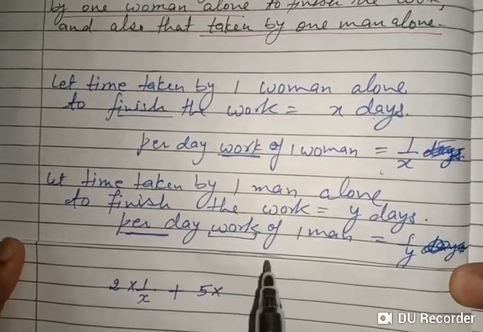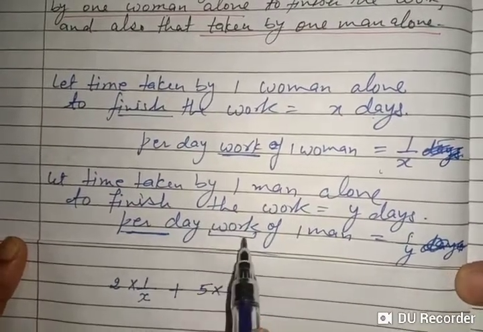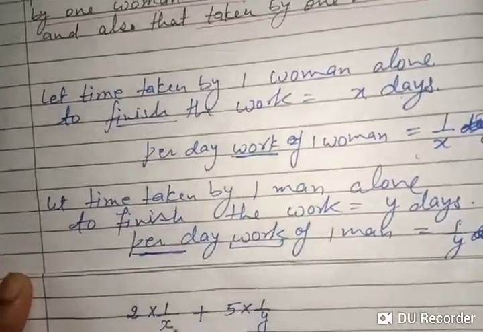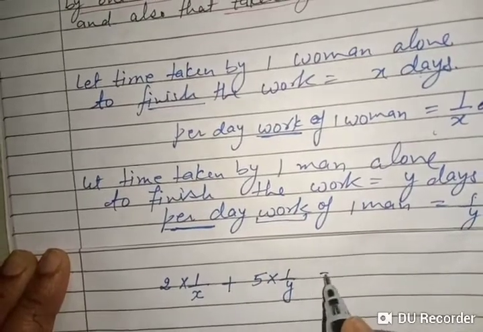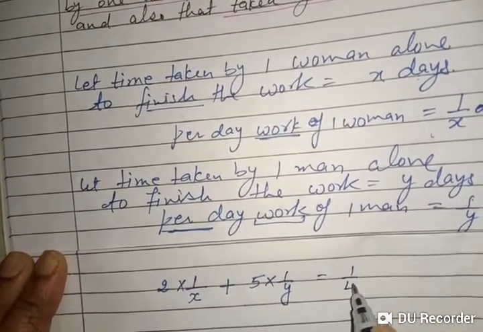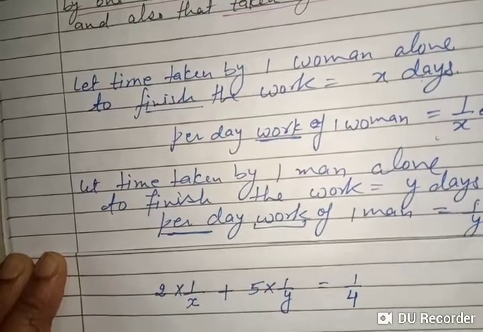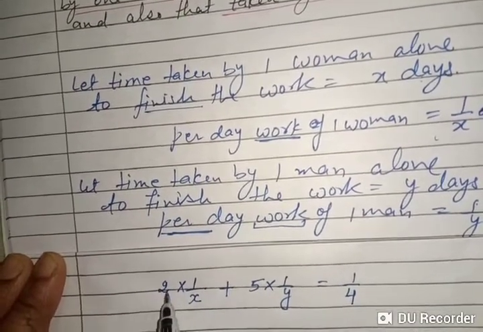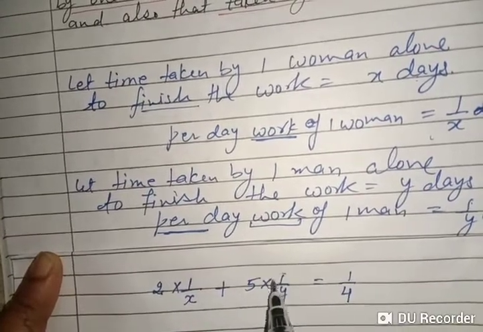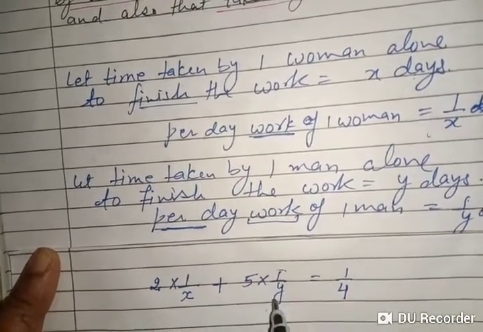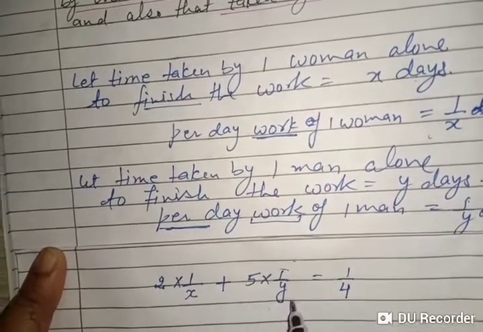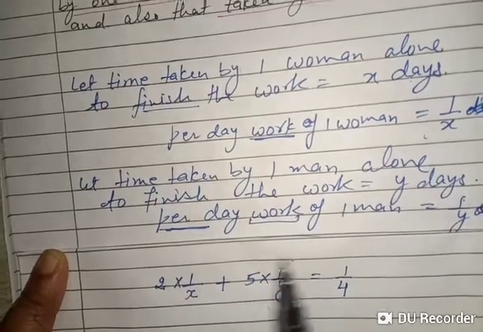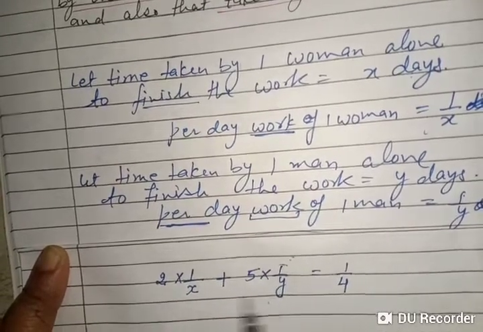What is the work of one day? One day work of one man is 1/Y. This is of one day, this is of one day. So how much work will be completed in one day? 1/4 work. So this much work is completed by 2 women, this much by 5 men, and the total work that should be completed in one day is 1/4.